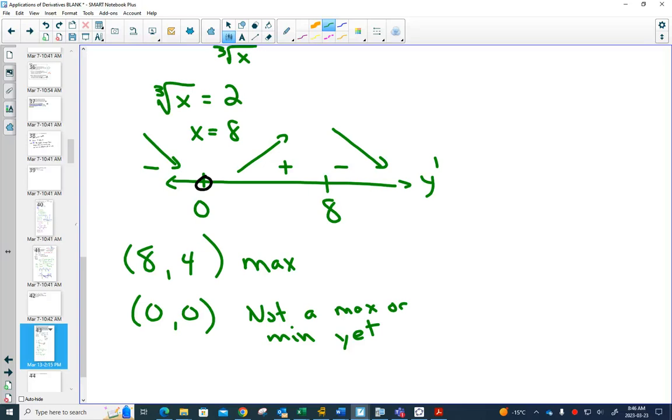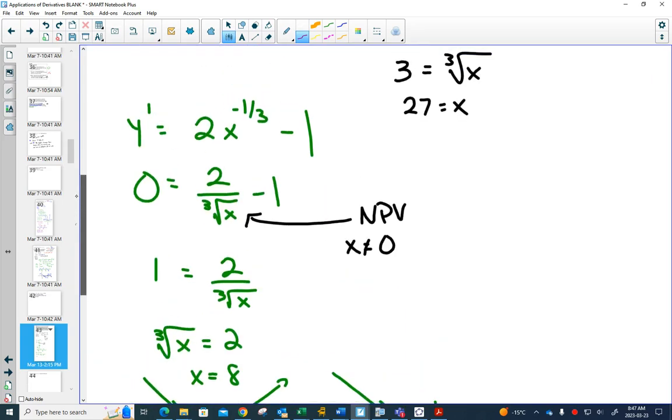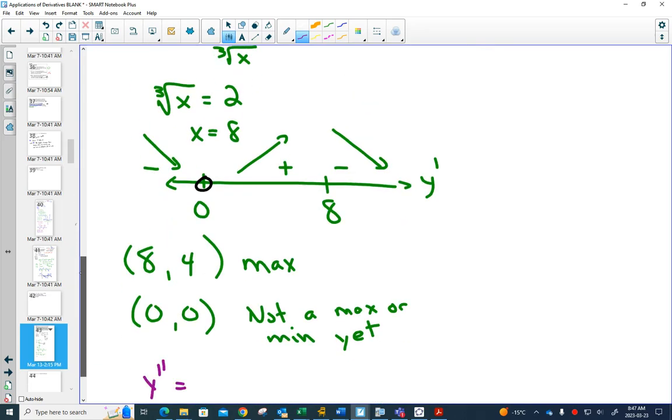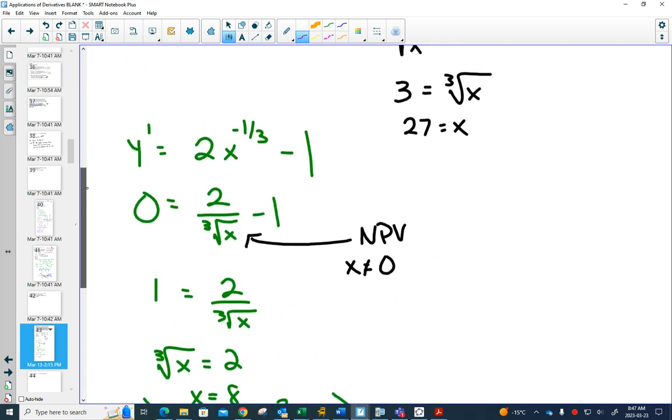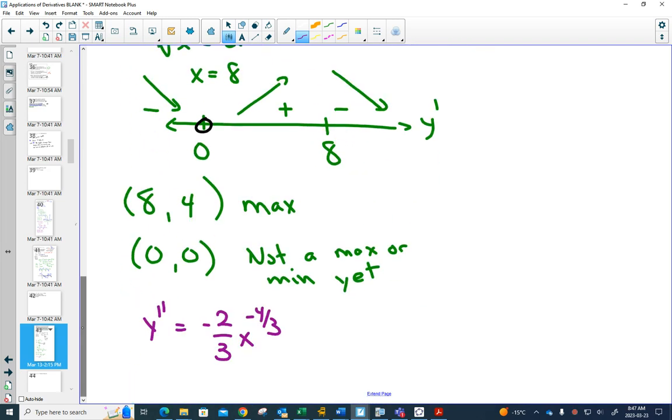Now, switching to purple. Purple is our second derivative. I'm going to take a look at my first derivative. 2x to the negative 1/3. The negative 1/3 would come out in front. Subtract 1 from the exponent. And then the derivative of 1 would be 0.